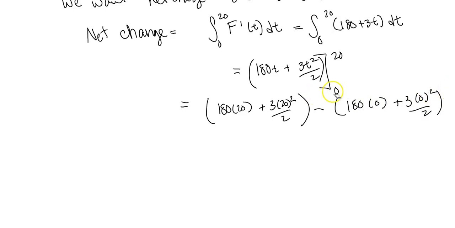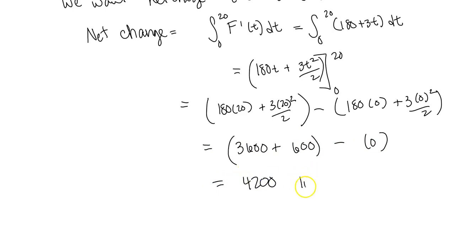Be careful. Don't assume that you're always going to get a 0 whenever you plug that in. Sometimes you will, sometimes you won't. It just kind of depends on what the function is. But this will be 3600 plus 600 minus the 0 I get over here, or 4,200 liters of water. So in the first 20 minutes, 4,200 liters of water will have flowed into the tank.